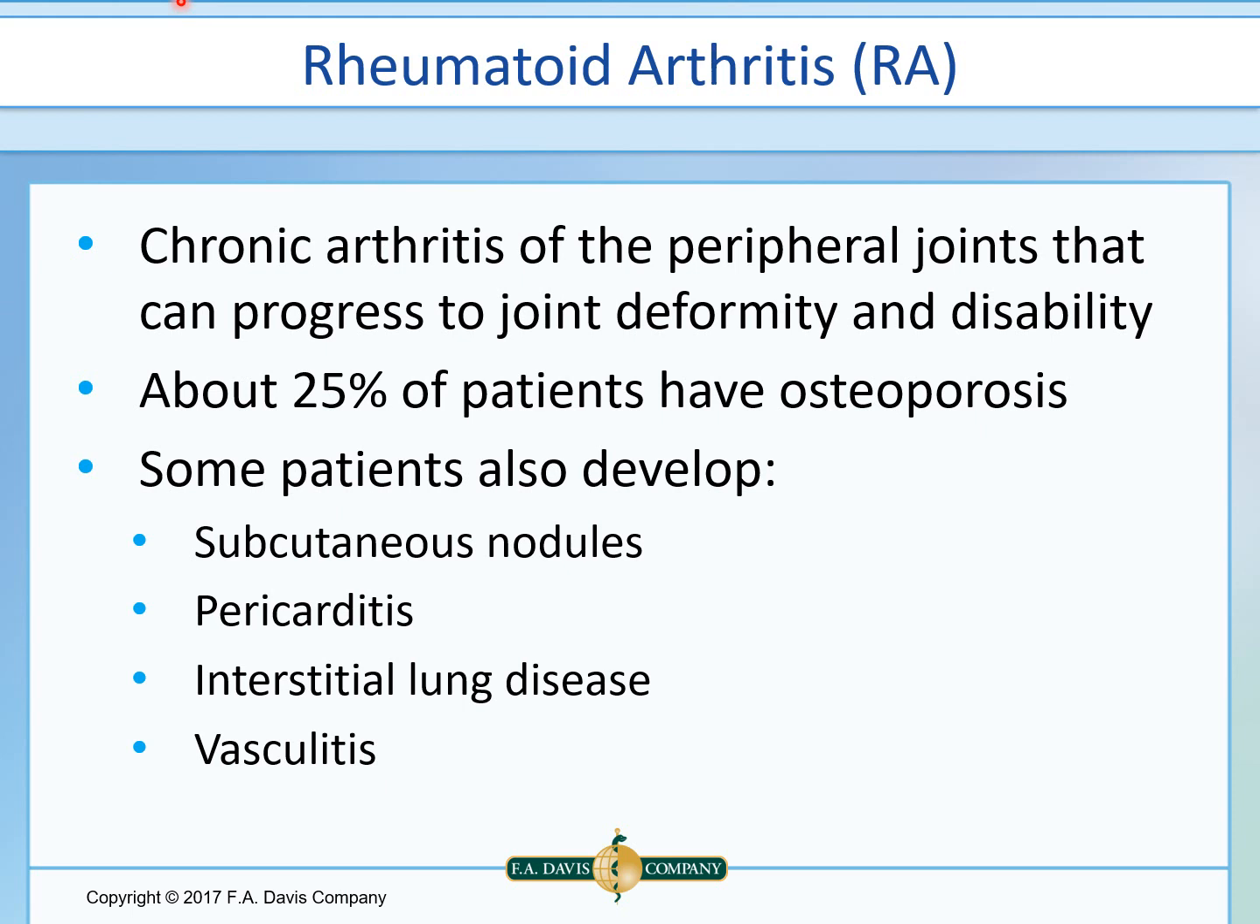Rheumatoid arthritis is characterized as a chronic, symmetric, and erosive arthritis that causes damage to the peripheral joints and can progress to joint deformity and disability. It can also affect multiple organs, such as the heart and the lungs. Some patients who suffer from rheumatoid arthritis can also develop subcutaneous nodules, pericarditis, so swelling and irritation around the pericardium, interstitial lung disease, or vasculitis, in which the blood vessels become inflamed and thicken and weaken.